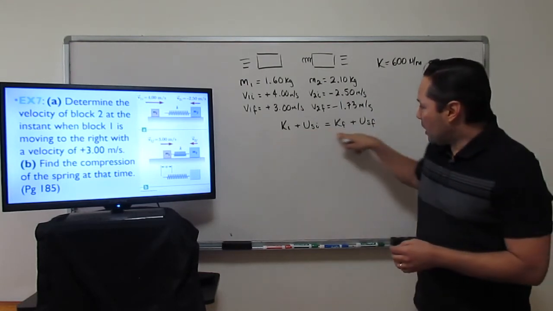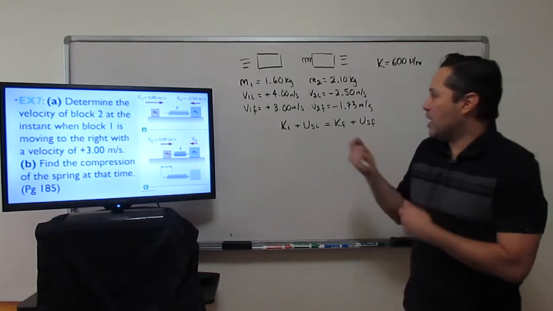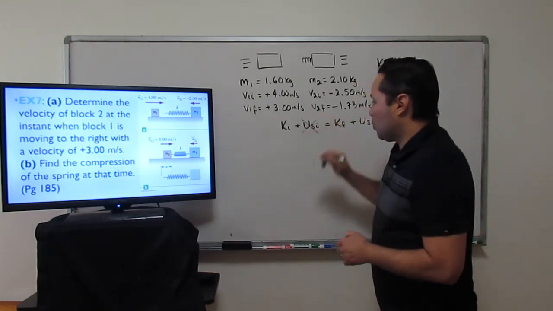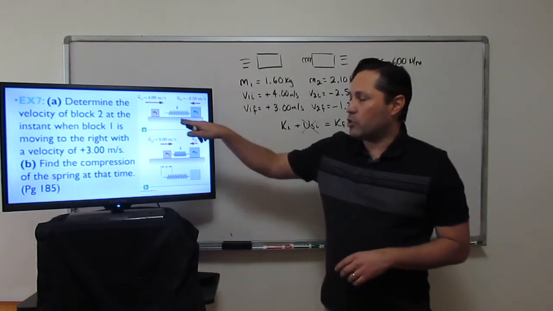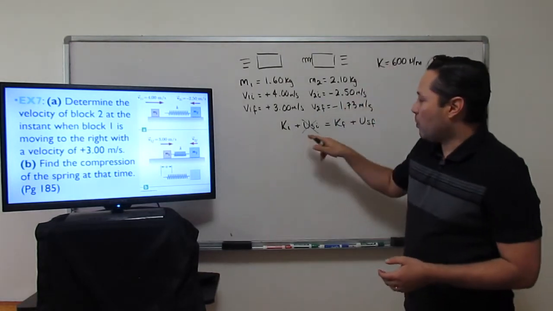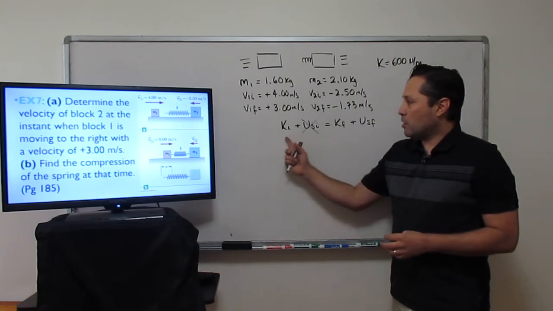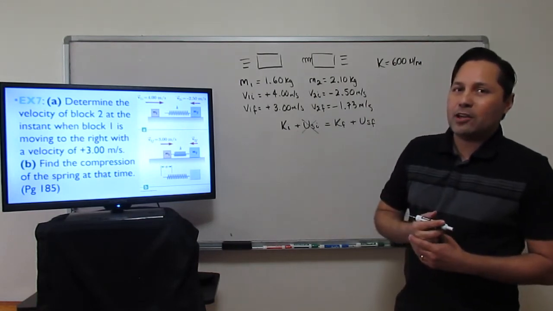Alright, so that will be our formula. We can go ahead and get rid of the initial potential energy of a spring because initially the spring is not compressed. So there's no compression, so that's going to be a 0. Now let's go ahead and put the formula for kinetic energy initial.